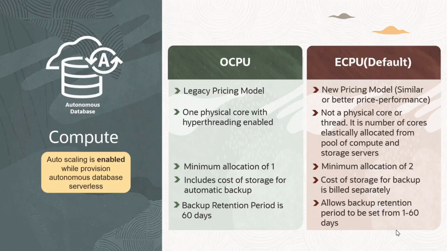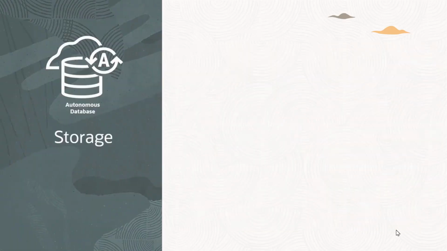Auto-scaling of compute is enabled by default during provisioning. If you are not sure of using it, you can disable it by unchecking it. During provisioning, you have to provide values for storage, which will be the reserved base storage for your autonomous database. Allowed values depend on the chosen compute model and the type of workload.